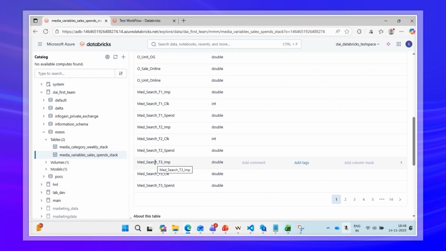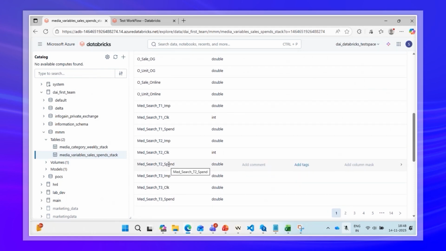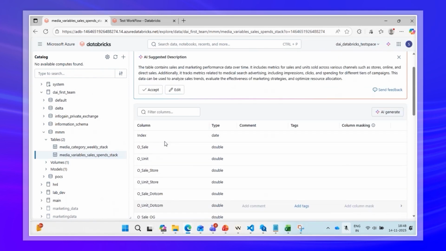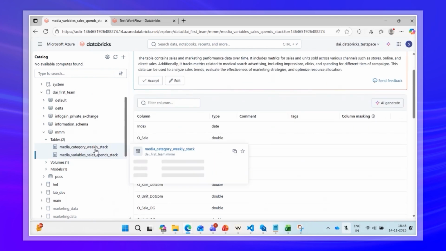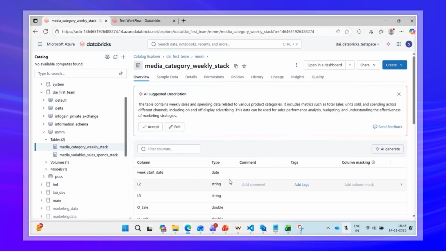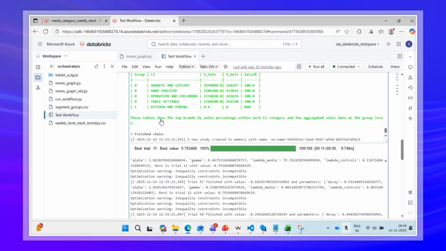And the second table is media available sales spend. This is the modeling data where for each tactic we get all the sales and spend data, and we utilize this to build the model. This is how we are utilizing Unity Catalog, and using this data we build the model.